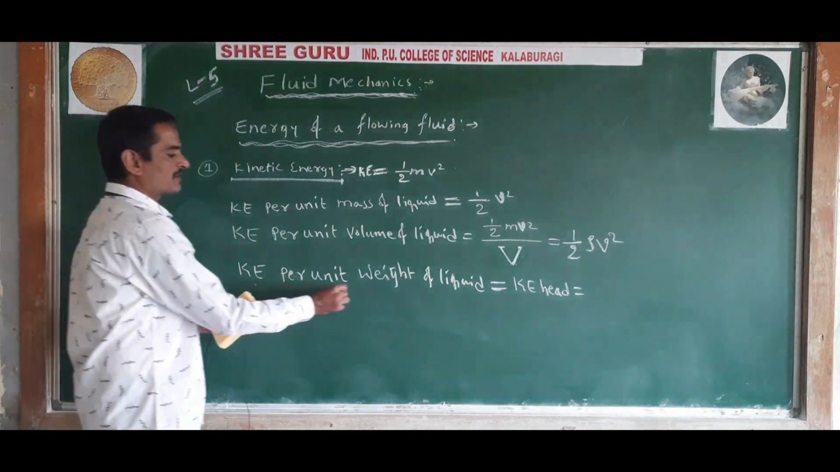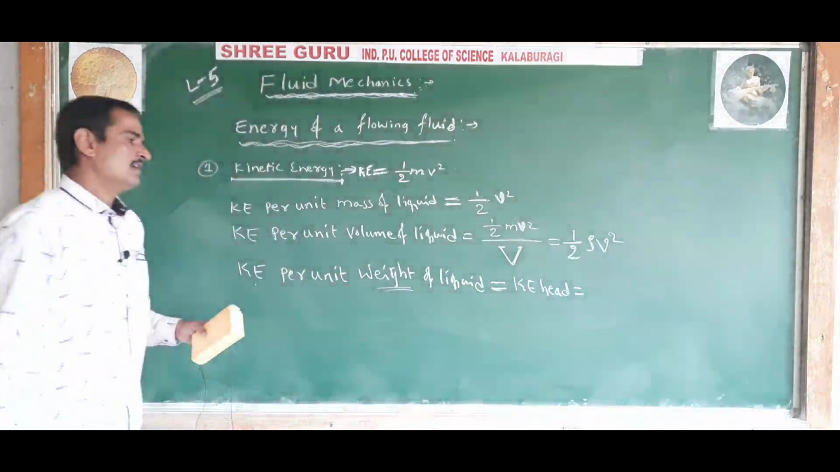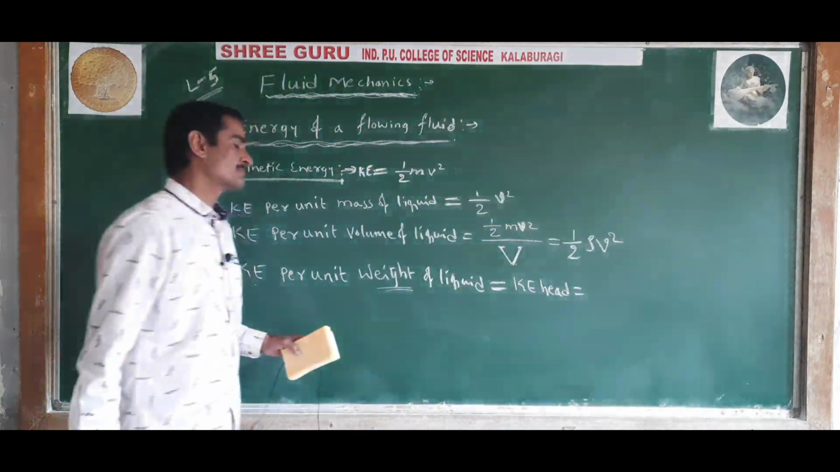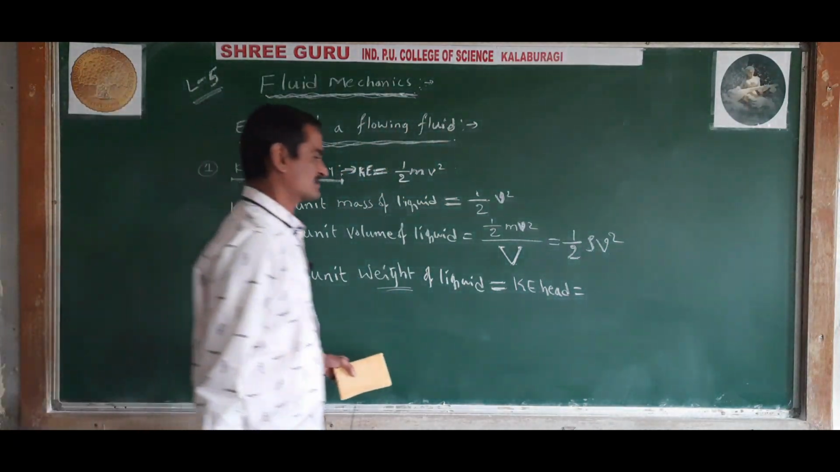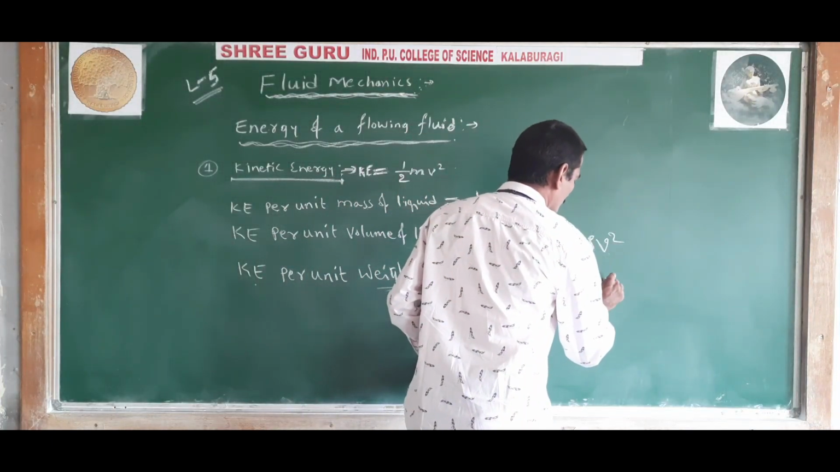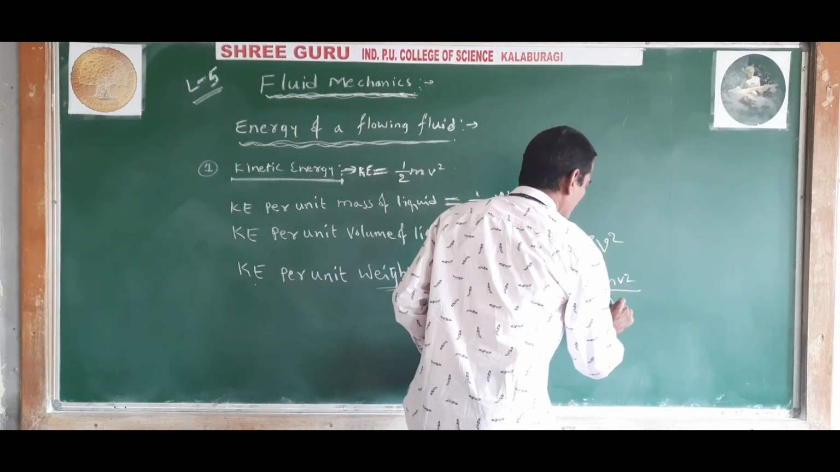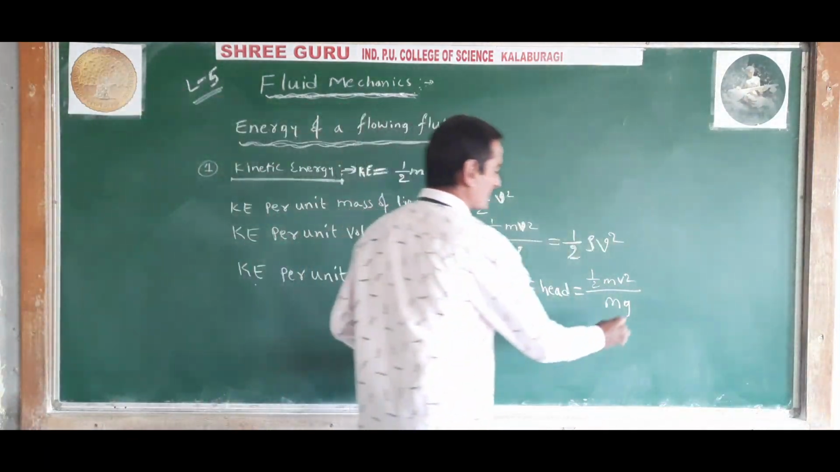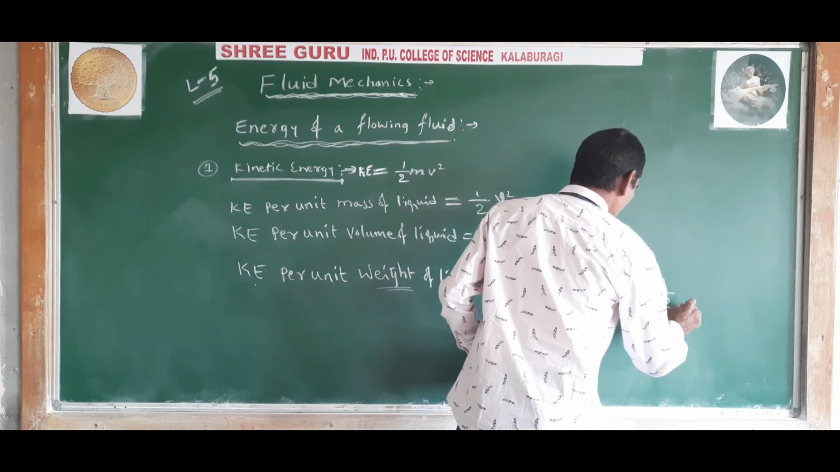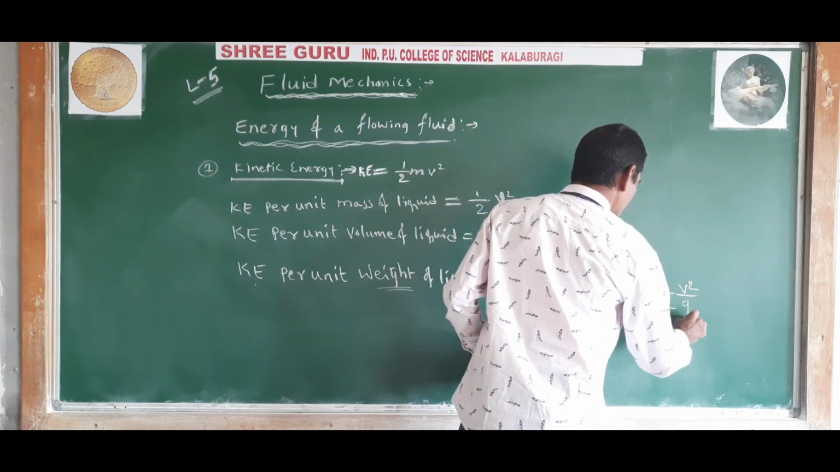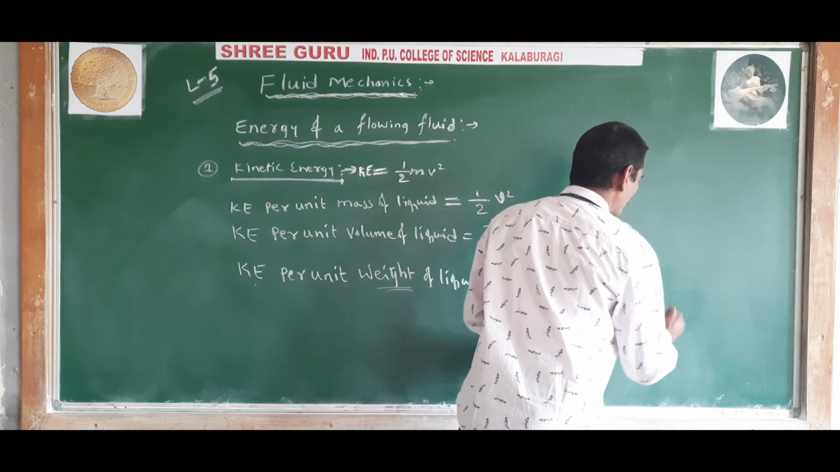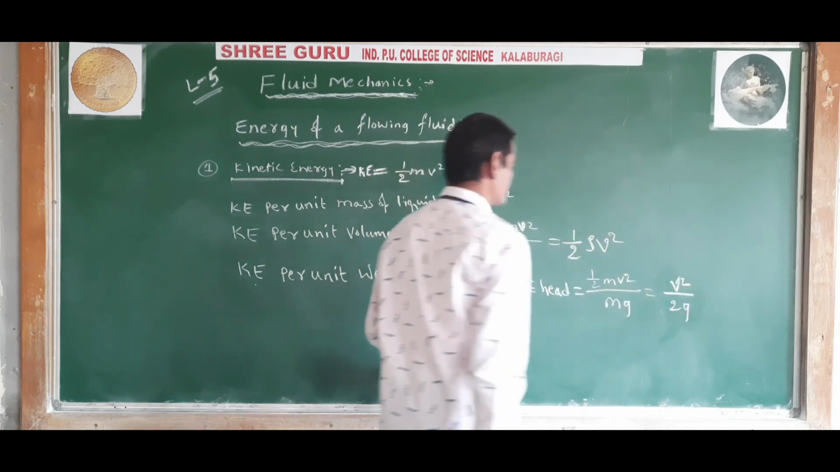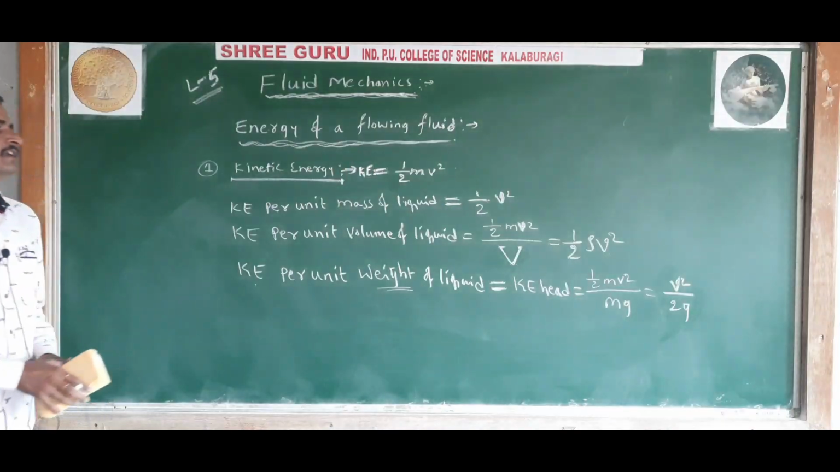And the kinetic energy per unit weight of liquid is called the kinetic energy head, that is 1/2 mv square divided by mg. The weight of the liquid is nothing but mg. So cancel m, you will get 1/2 v square divided by g, or you can write v square divided by 2g. This is the kinetic energy head. Understood? This is kinetic energy.